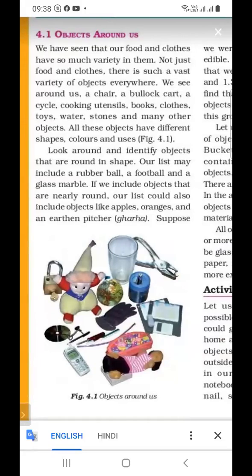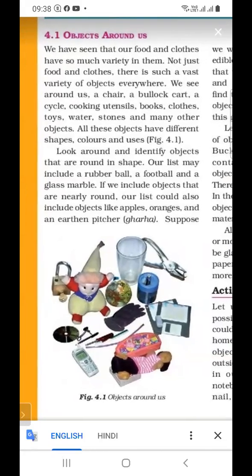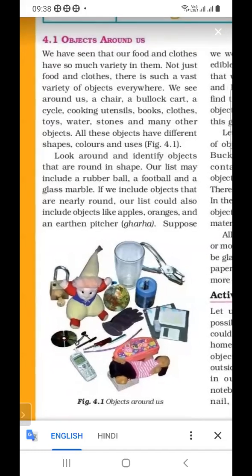So we classify these objects into different groups. Why do we classify the objects? Because with grouping or classification, our work becomes easier. Suppose in the library, we separate the books of science, the books of SST, and the books of Hindi, so that we can find any book easily at any time. So grouping makes our work easier.